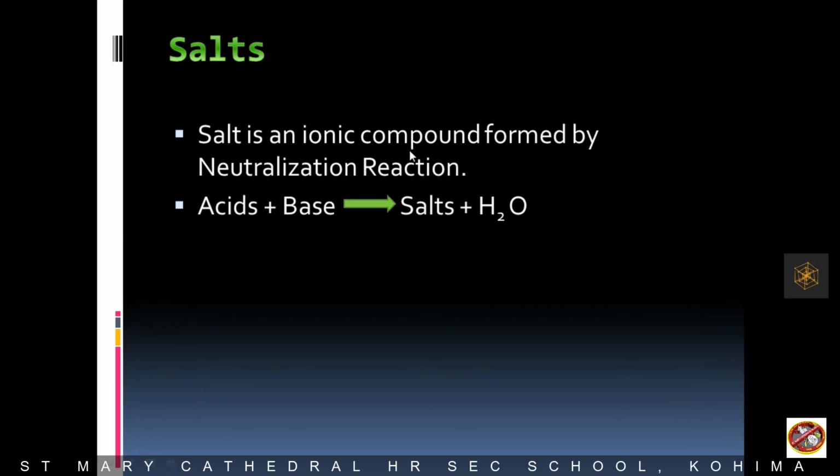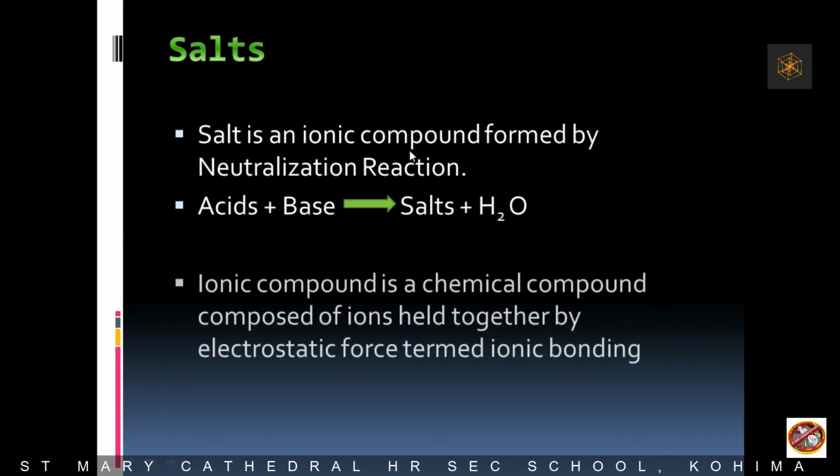So what do we mean by an ionic compound? We talked about this in class 9, but let us see the definition again. An ionic compound is a chemical compound composed of ions held together by electrostatic force, termed ionic bonding. No wonder they look crystalline in structure.